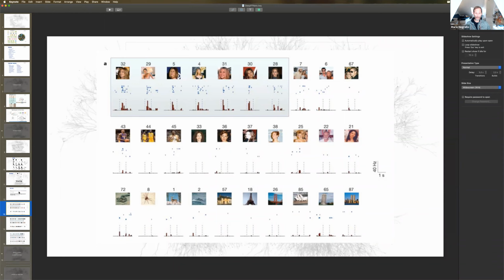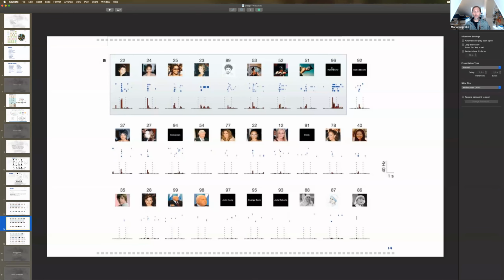do this representation probabilistically. And in fact, the main argument in this paper is not only that there are neurons that are invariantly representing very complex concepts, or even multimodal concepts. I don't know if you've seen this one. So this is Halle Berry.